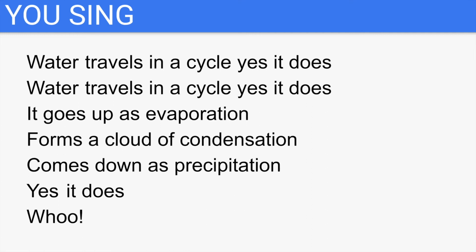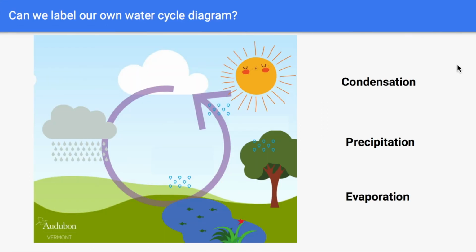Water travels in a cycle, yes it does. Water travels in a cycle, yes it does. It goes up as evaporation, forms a cloud of condensation, comes down as precipitation, yes it does. Woo!